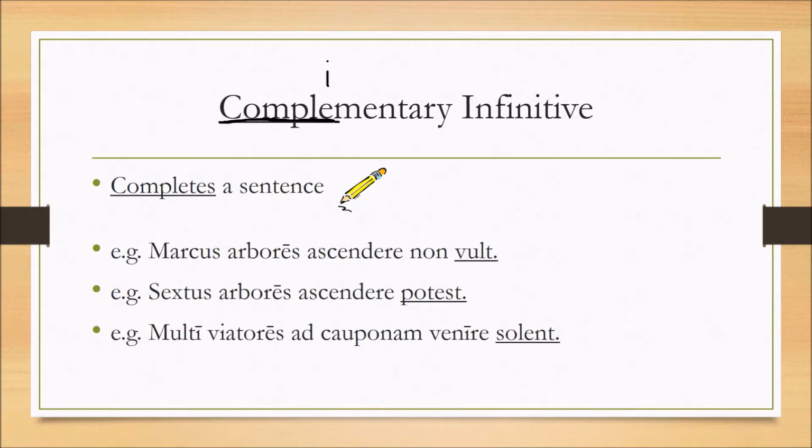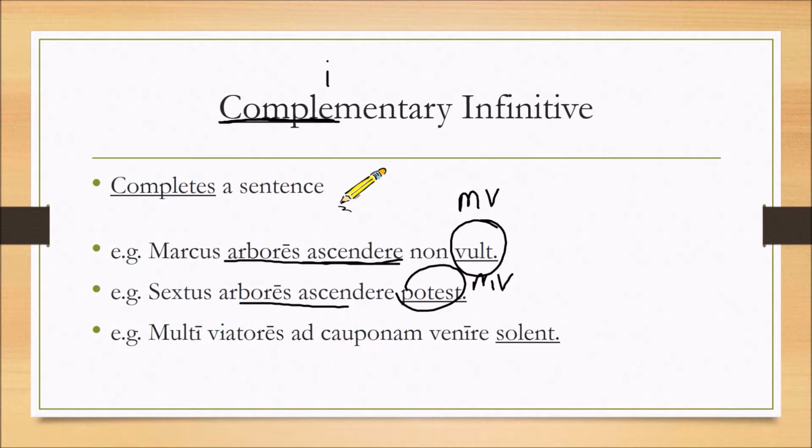For example, Marcus arbores ascendere non volt. Here we have a main verb, Marcus does not want, and then the infinitive completes this idea since it can't stand on its own, what he wants, or rather does not want, to do. Marcus does not want to do what? To climb trees. Sextus arbores ascendere potest, same idea, where we have our main verb about what Sextus is able, and then the complementary infinitive finishes that thought, what he is able to do, to climb trees.